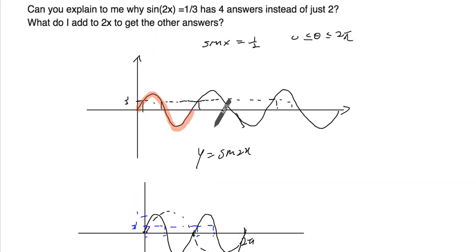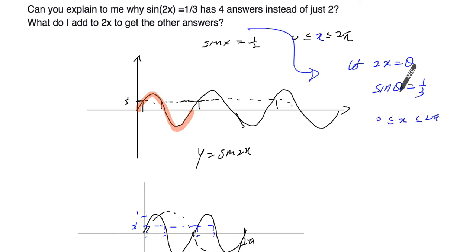So to go ahead and solve this question, I'm going to show you a method that's not really exactly using this graph here. What we do instead is we let 2x equal theta, and we solve the equation sine of theta is equal to 1/3. But note that x was between 0 and 2 pi. So if theta is 2x, we have to consider theta between 0 and 4 pi, right? To get from x to 2x, you have to double it.